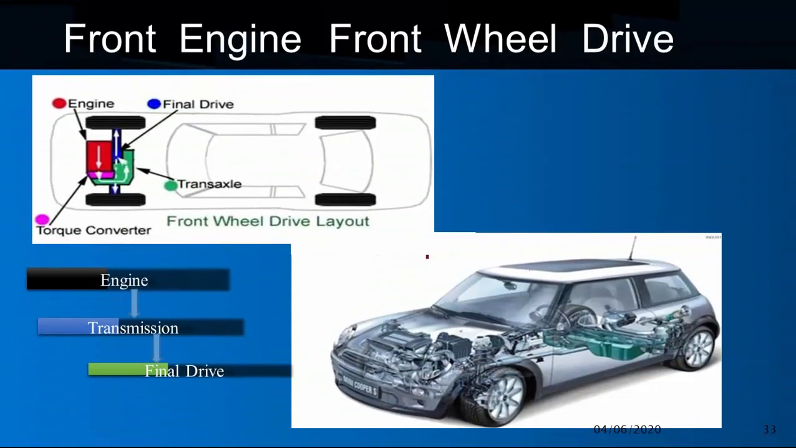Next is front engine front wheel drive. The engine is mounted at the front and power is transferred to the front wheels, right? You can see the diagram. In this layout you don't have a propeller shaft. The engine is mounted at the front and the power is also transmitted to the front wheels. So there are three steps: engine, transmission and final drive, right?